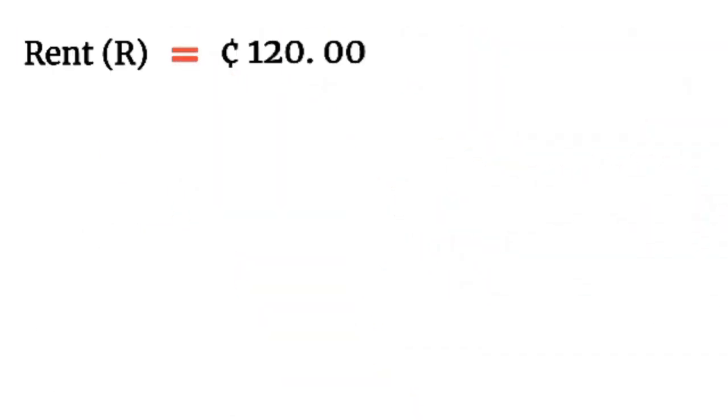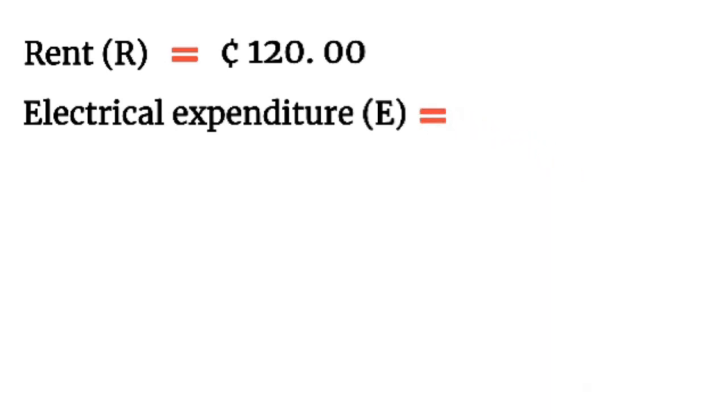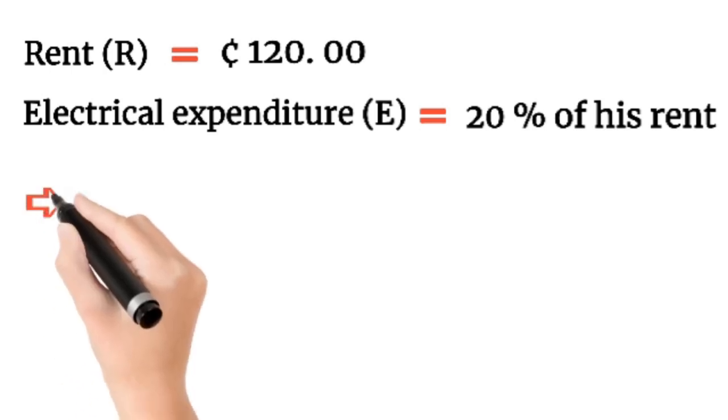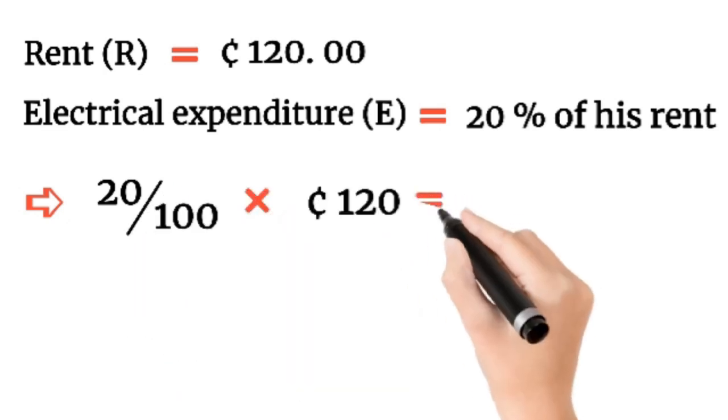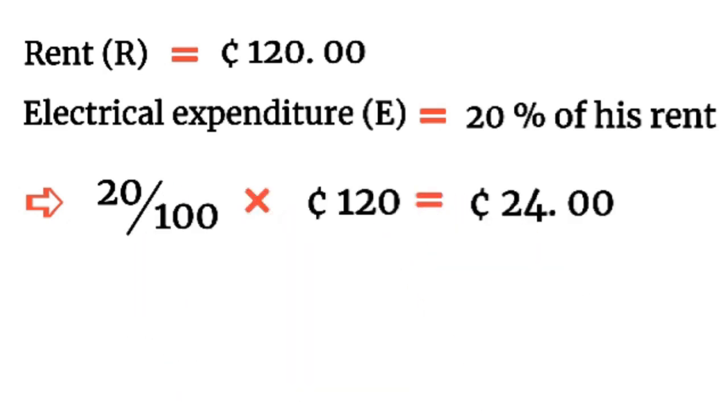The rent is equal to 120 cedis, since he will pay 10 cedis for 12 months, and 10 cedis for 12 months is equal to 120 cedis, which is equal to a year. Or in other words, paying 10 cedis every month up to 12 months will be 120 cedis. Therefore, the electrical expenditure a year is equal to 20% of his rent.